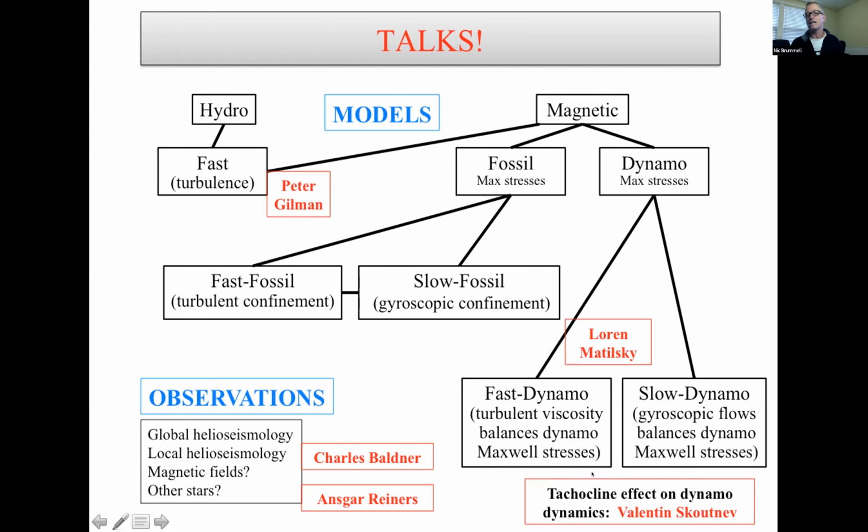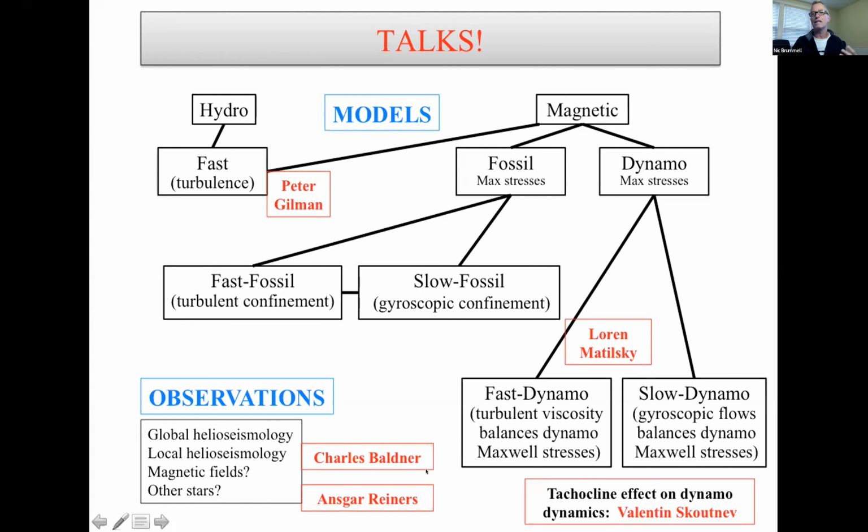But Valentin is going to tell us about actual possibilities of dynamos in a Tachocline. So that's connecting to sort of step number 2 that I was talking about there, which is essentially this idea of how does this all connect to dynamo theory? So we have a broad range of talks.